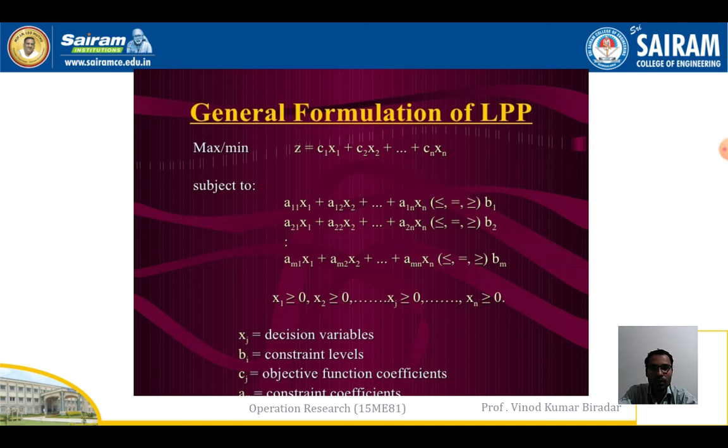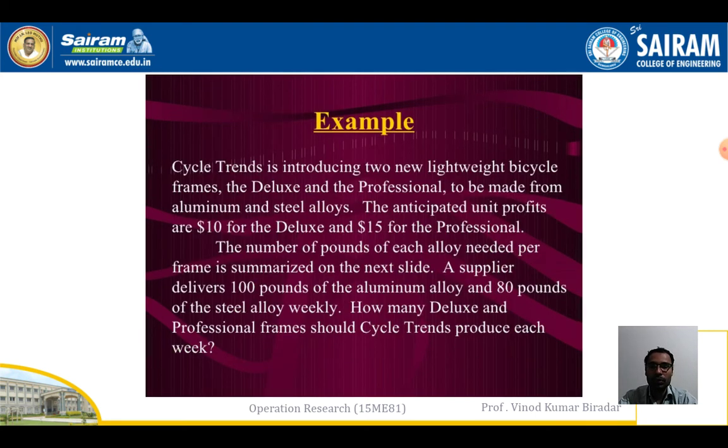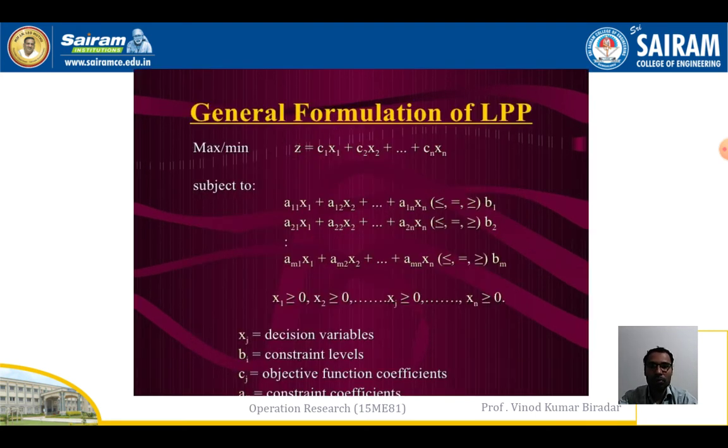They will give a number of equations like this, and some restriction conditions also, like x1 is greater than or equal to 0, and x2 greater than or equal to 0. Here xj is the decision variable, bi is the constraint level, cj is the objective function coefficient, and a is the constraint coefficient. Okay, so we will start the problem. If you solve one problem, we will understand this.